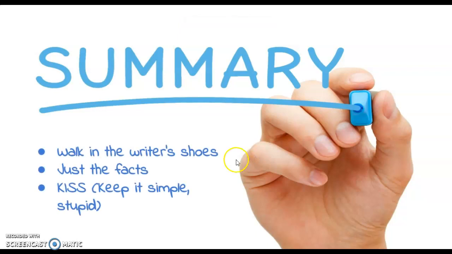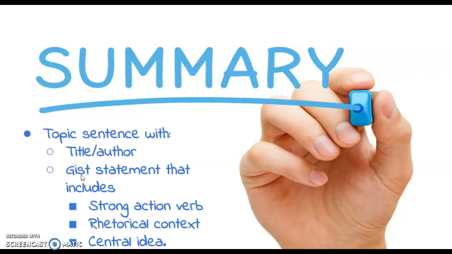All right, so the first part, summary. Just walk in the writer's shoes. Just the facts and KISS. It's an old saying, keep it simple, stupid. I'm not calling anybody stupid, make that clear. So just the facts in the summary part. Start with the title and author. Maybe a gist statement, meaning you want to have the central idea. What was the article overall about?